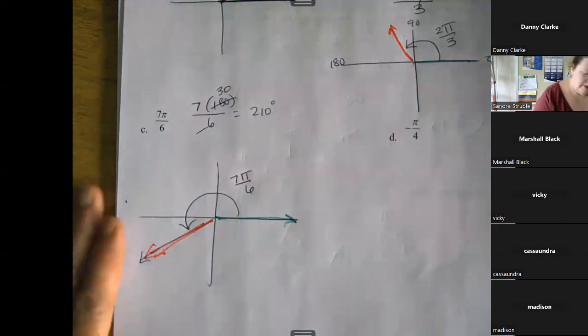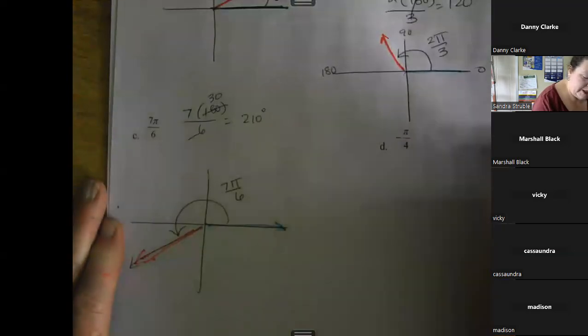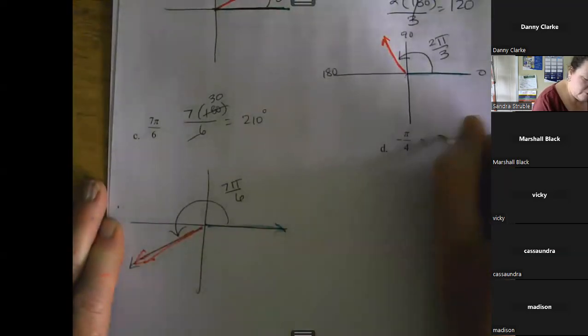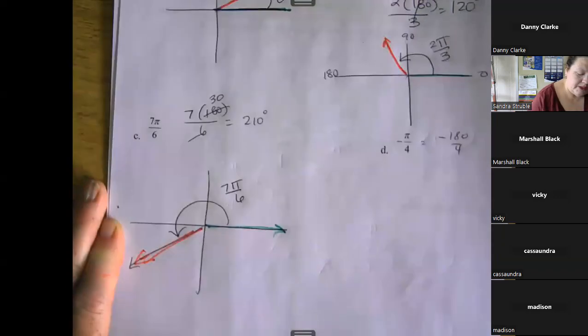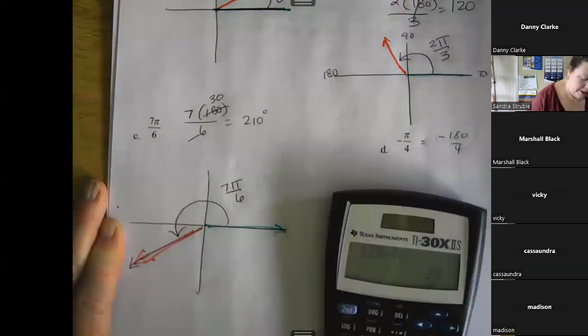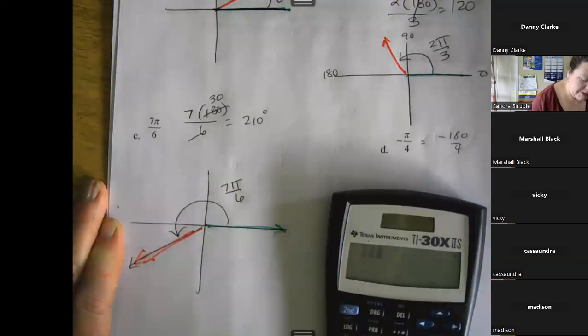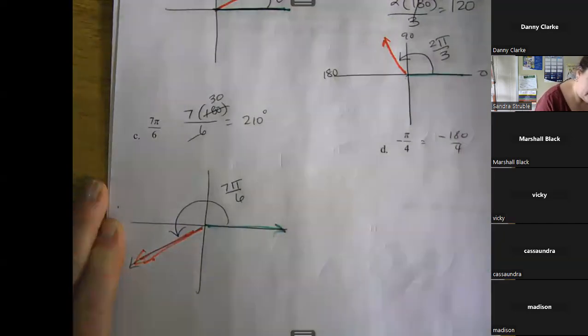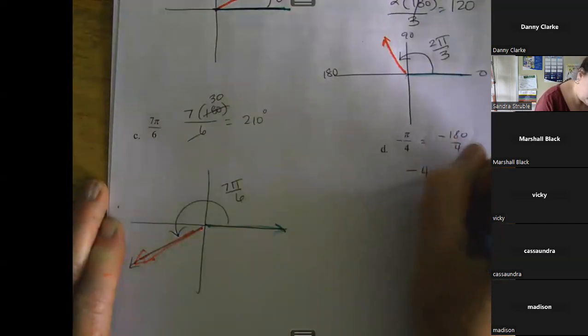All right. So if I substitute 180 for pi, that's negative 180 over 4. I know 2 goes into that, but what is that? 180 divided by 4. Sure as heck does, 45 degrees, but it's a negative 45 degree angle.